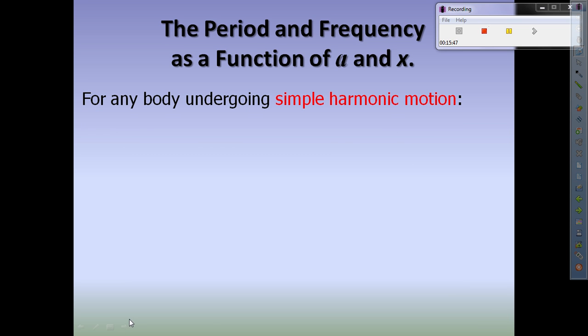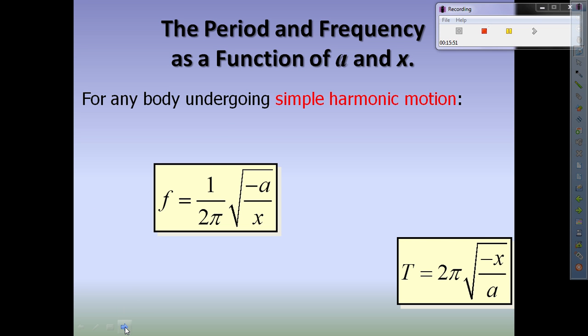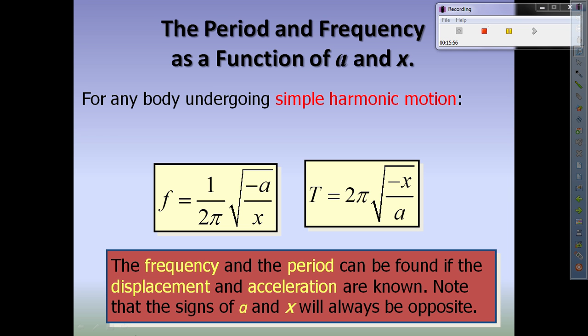The period and frequency as a function of A. So for anybody undergoing simple harmonic motion, I have those expressions right there. The frequency and the period can be found as the displacement and acceleration are known. Note that the signs of A and X will always be opposite. And if they are opposite, then that will help me to get my square root to come out to be a positive number. So f is 1 over 2 pi times the square root of negative A over X.